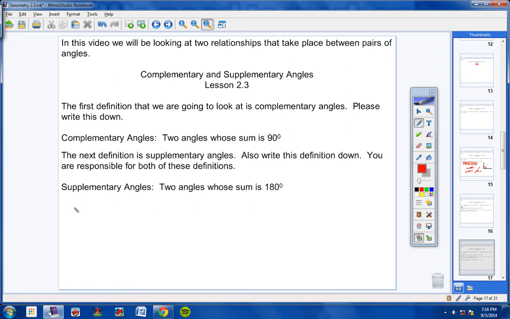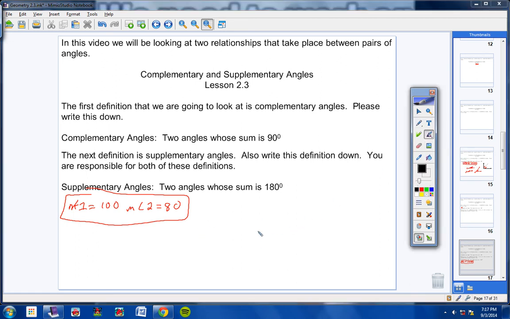All right, real quick, I'm going to go a little faster. If I said the measure of angle 1 equals 100 and the measure of angle 2 is 80, well, we would say these two angles here are supplementary because 100 plus 80 is 180. So you could say angles 1 and 2 are supplementary. Very, very simple.